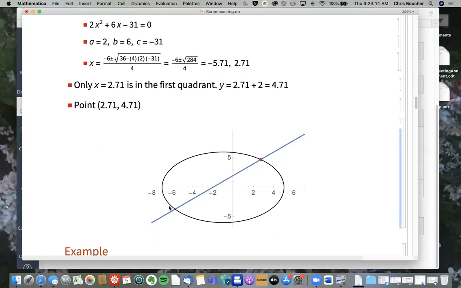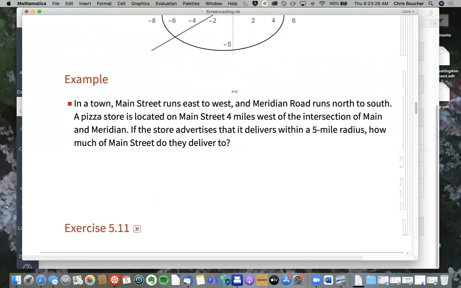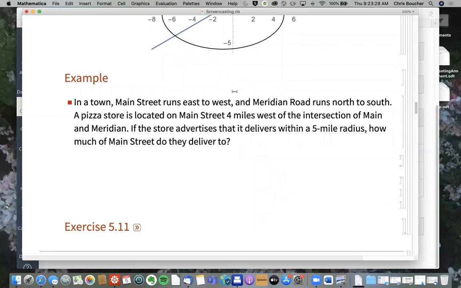And you can see this other one, we know its x coordinate is negative 5.71, and again, that looks like it's in the right ballpark as well. And then we didn't find the y coordinate, but that would be easy to do using y equals x plus 2. All right, one more example of circles, and I think that will be good for today.